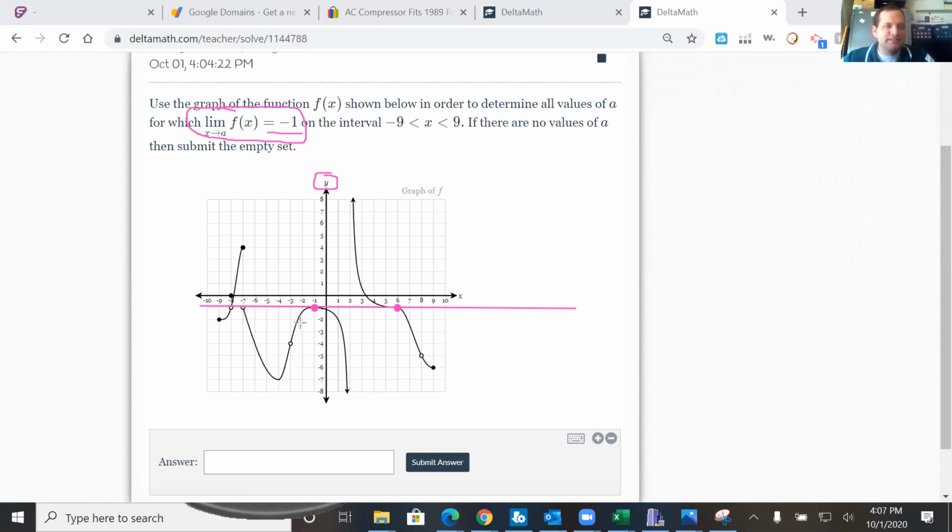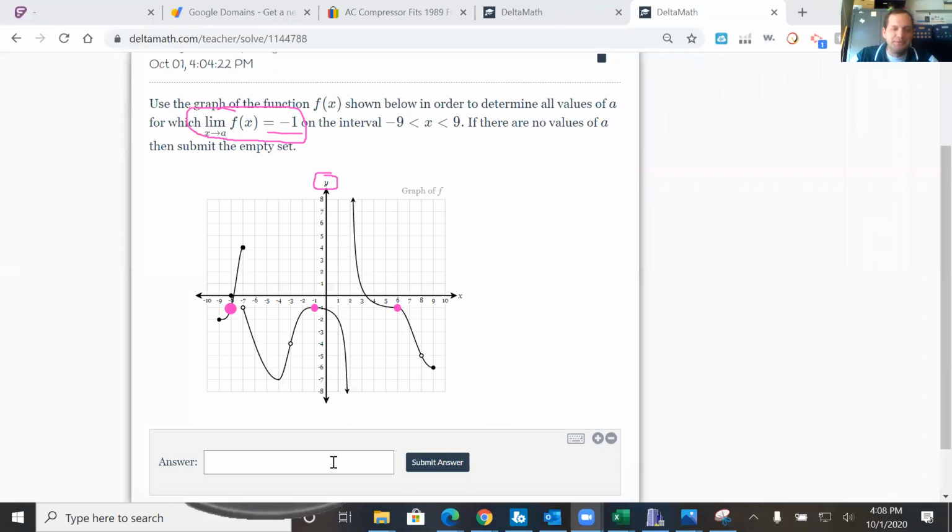Then -8 and -7, those ones are kind of tricky. Is it approaching -7 from both sides of the line, or is it only one side? In this case, it is only from the positive side that it is approaching -7. So -7 is not going to be one of our limits. The limit at -7 is not -1. However, the limit at -8, if we look, is -1. So we have 3 points along here where the limit is -1.